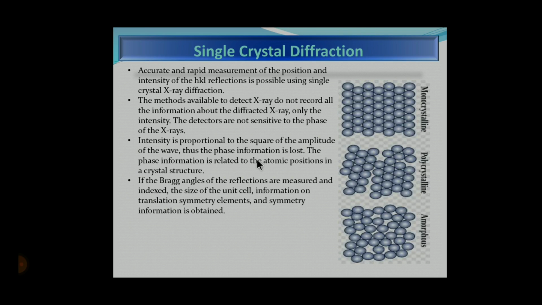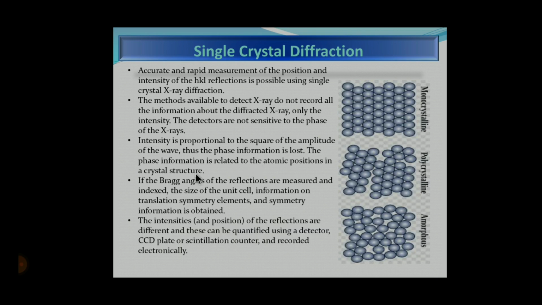Next is, if the angles of the reflections are measured and indexed, the size of the unit cell and information on translational symmetry elements and symmetry are obtained. Right? So we can perform the XRD analysis on a solid, and the obtained pattern can be analyzed for the size of the unit cell, the volume of the primitive cells, and information on symmetry elements. Which kind of symmetry elements are there? We already pointed out that the presence of symmetry elements may cause some reflections to be missing. So by proper analysis, we can define which kind of symmetry element is present inside the crystal, right?